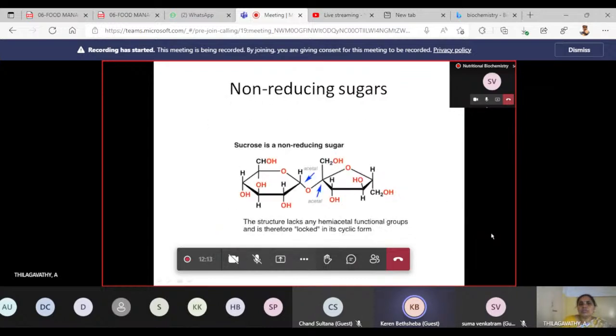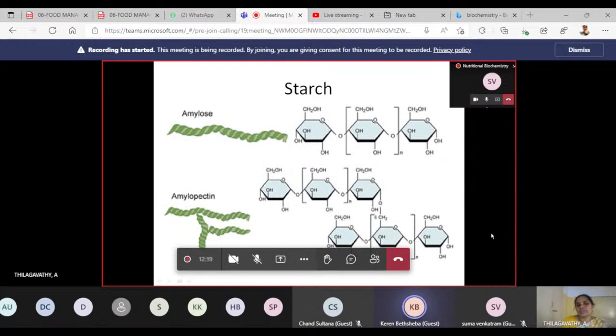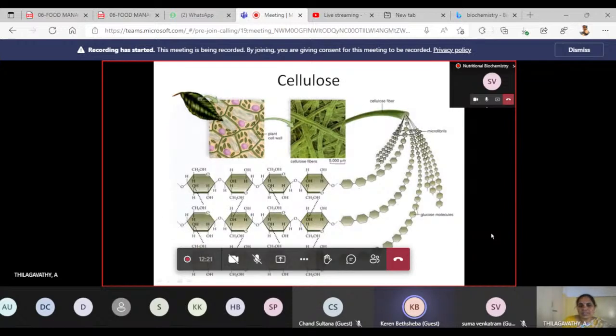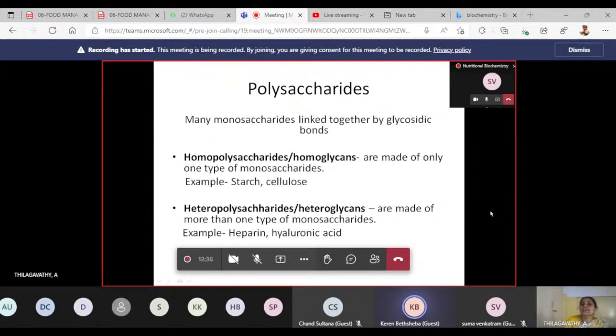Okay. Now we'll move on to polysaccharides. Polysaccharides are more than 10 carbon units linked together. So see here, it has n number of glucose units linked together. Polysaccharides have multiple glucose units linked together, forming a polymeric structure. So you have different polysaccharides.